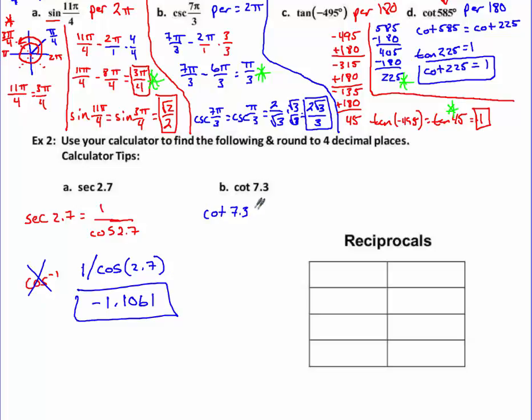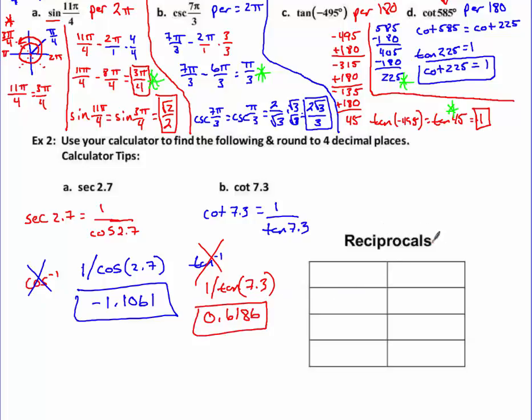Okay, so to do cotangent. Cotangent of 7.3 is 1 over tangent 7.3. So in your calculator, temptation is to do this. That's not how you do it. We do 1 over tangent 7.3, and we get 0.6186. Okay, reciprocals are things that we need to kind of commit to our memory. It'll save you a lot of work.